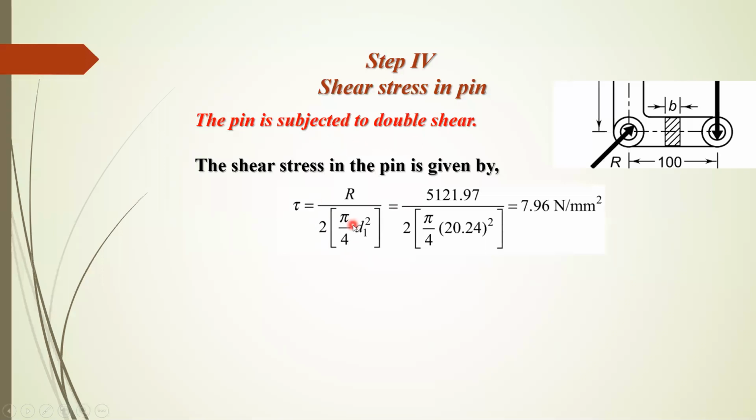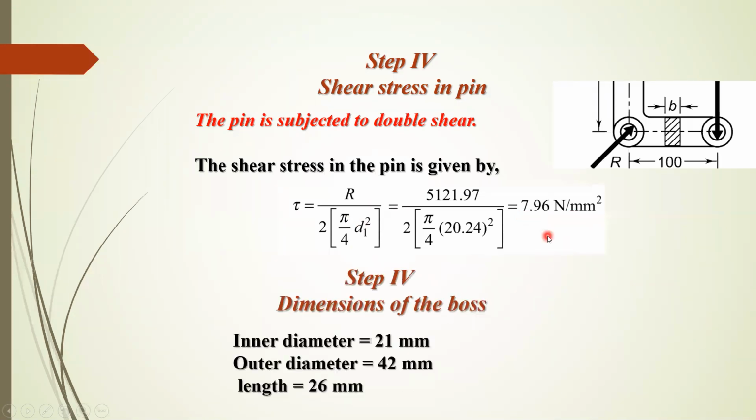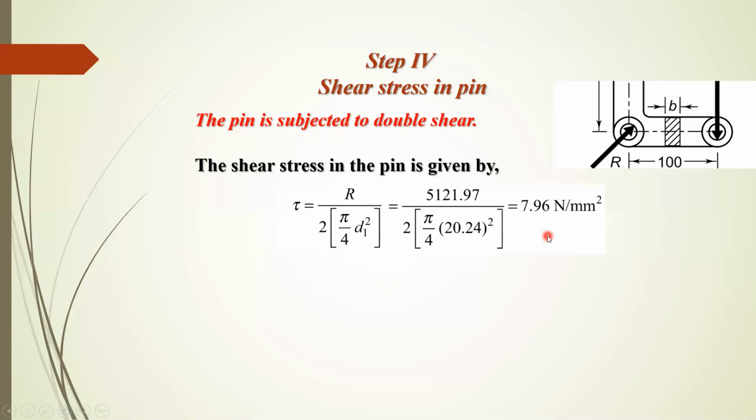So here, 2 times the projected cross-sectional area. So this is nothing but the shear stress. By putting all these values, we get the shear stress value as 7.96 Newton per mm square. And as this shear stress is less than the allowable shear stress, which is 40 Newton per mm square, that we calculated in the first step, this value is less than the allowable stress. So the design of the pin is safe.